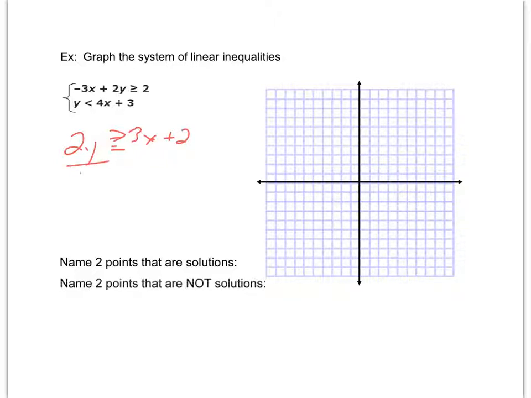Divide both sides by 2. Don't forget, if we divide by a negative, to flip-flop that sign. But I'm also going to have now y is greater than or equal to 3 halves x plus 1. So my red line is going to have a y-intercept of 1. It's a solid line with a slope of 3 halves. It looks something like this.